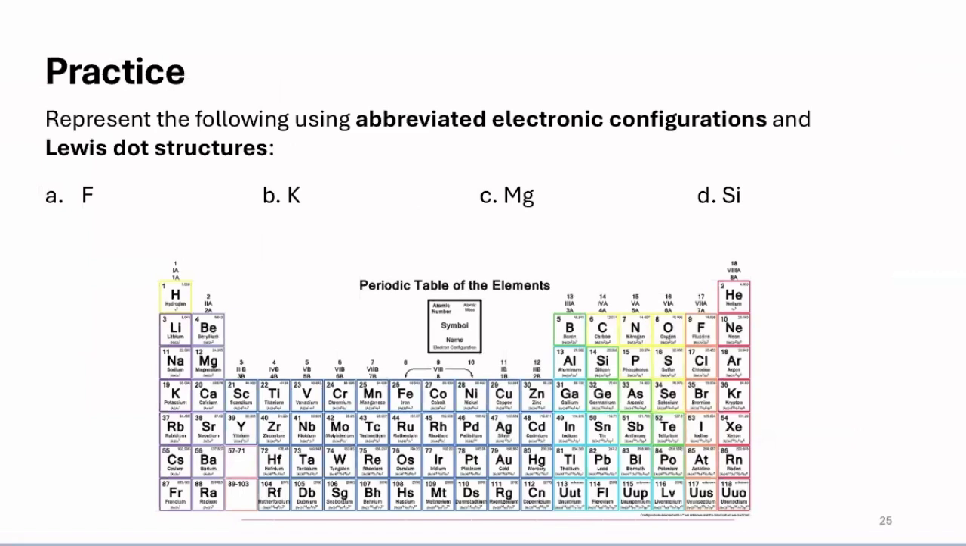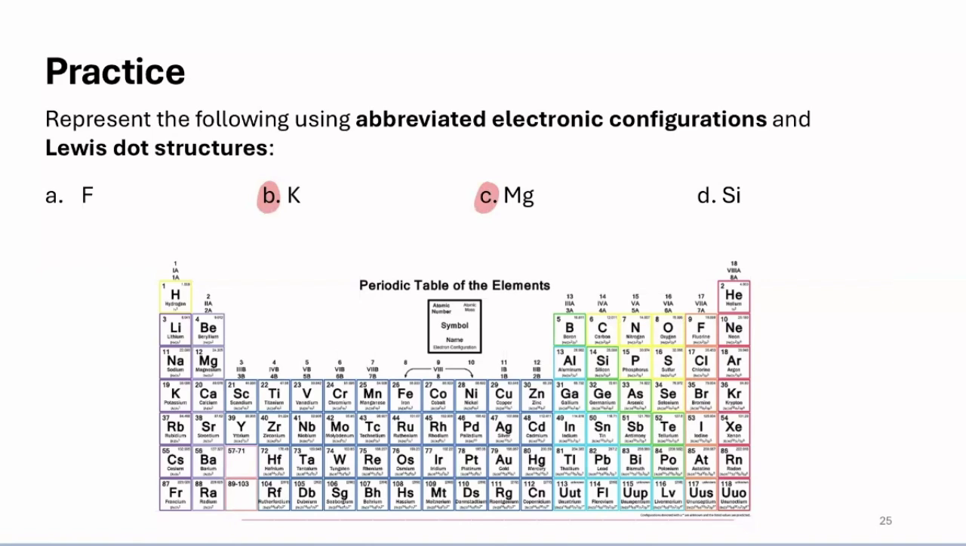Let's first practice how to look at Lewis structures by looking at the abbreviated electron configurations. In other words, looking at the noble gas configurations for atoms. I'm only going to do a couple of examples here.